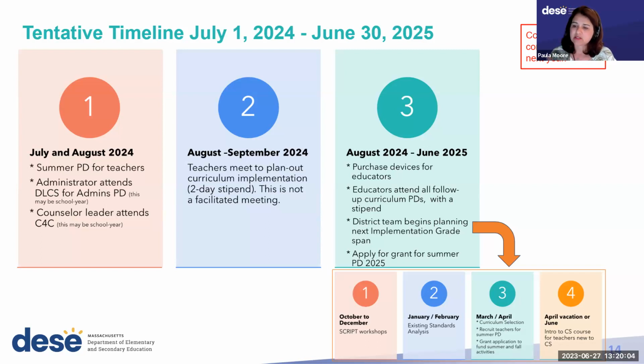And then August to June of the following year, we continue the process that we did, in that you look at your new goals for another grade span. Going from middle school in your first year, you might expand to high school, or you might go down to elementary school. During this time frame, educators can also purchase devices for their classrooms, as well as attend any follow-up curriculum from the summer PD with a stipend.